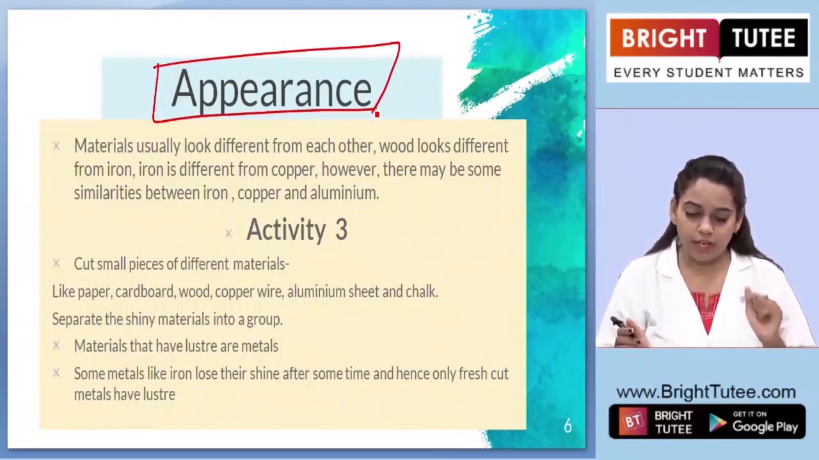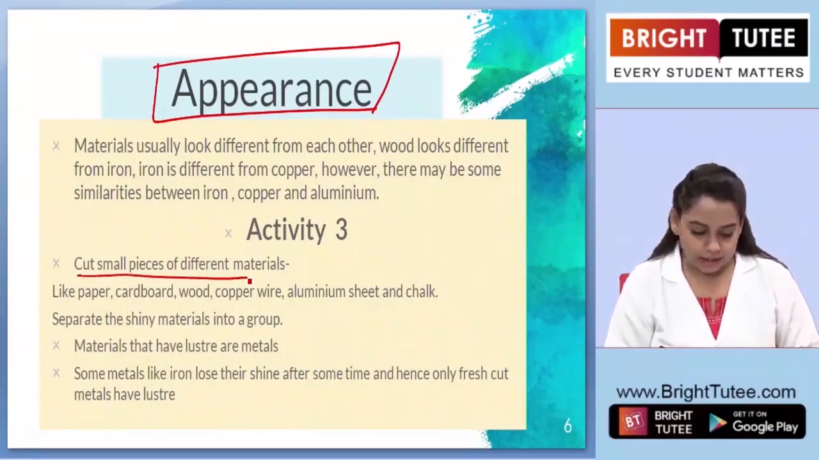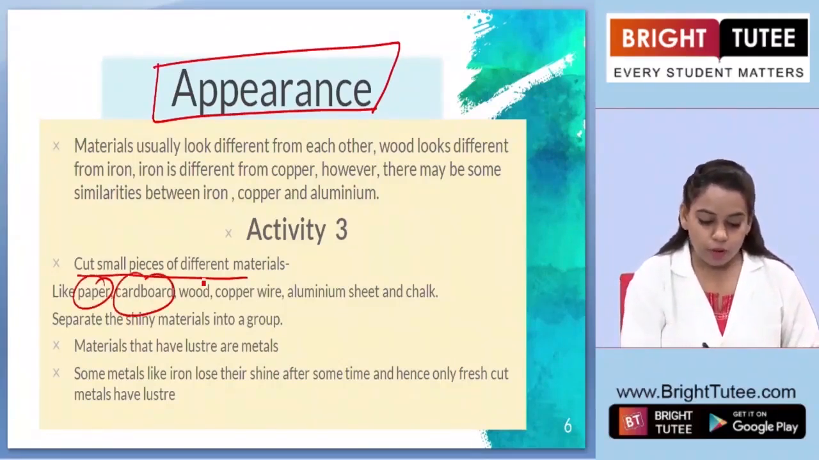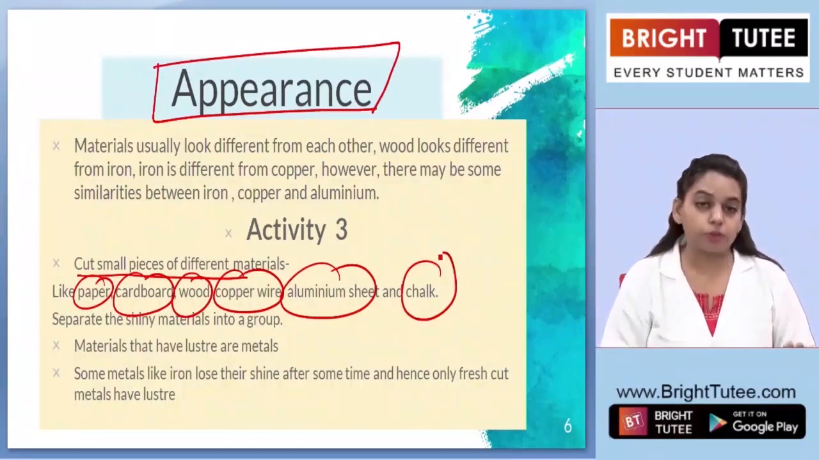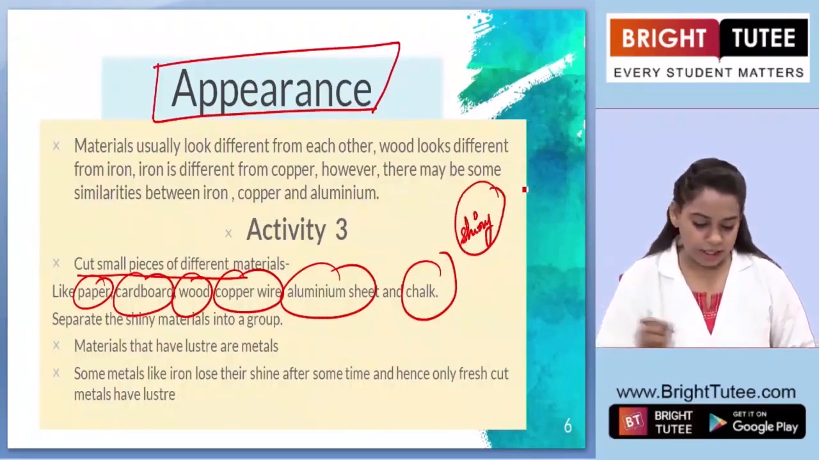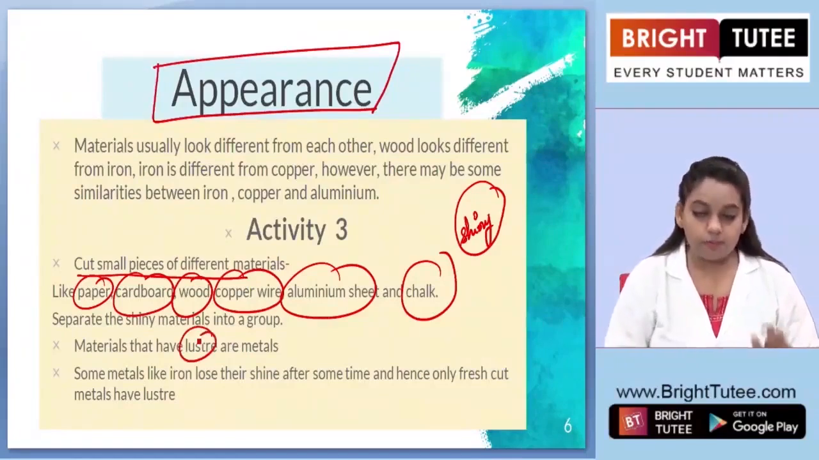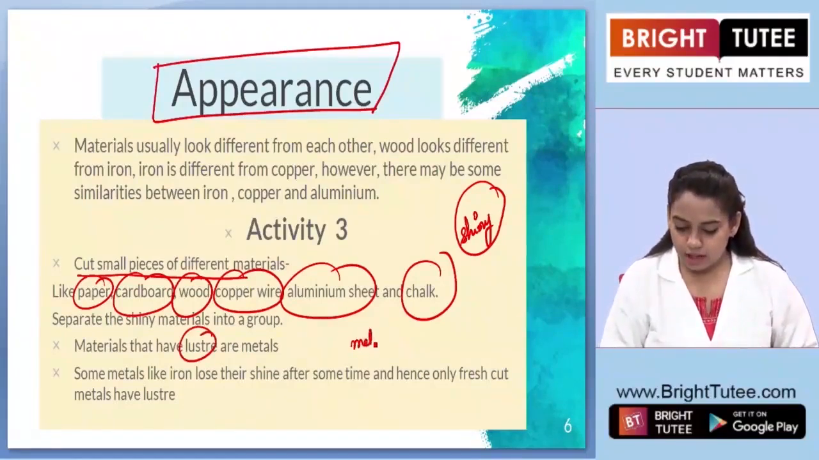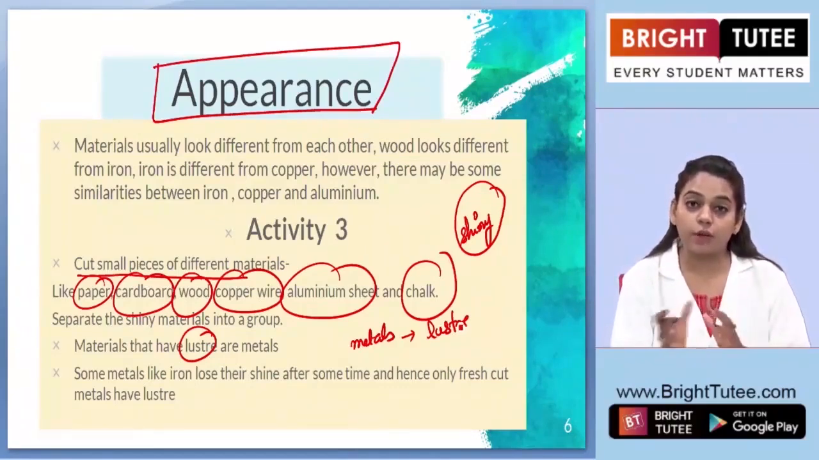Let us now move ahead with the activity. You will cut small pieces of different materials like paper, cardboard, wood, copper wire, aluminium sheet and a piece of chalk. Then you will separate the shiny objects from them. When you have separated them, you will observe that this shining property is known as luster. All the metals have the property of luster. So you have sorted the materials into a group, and this group is metals.